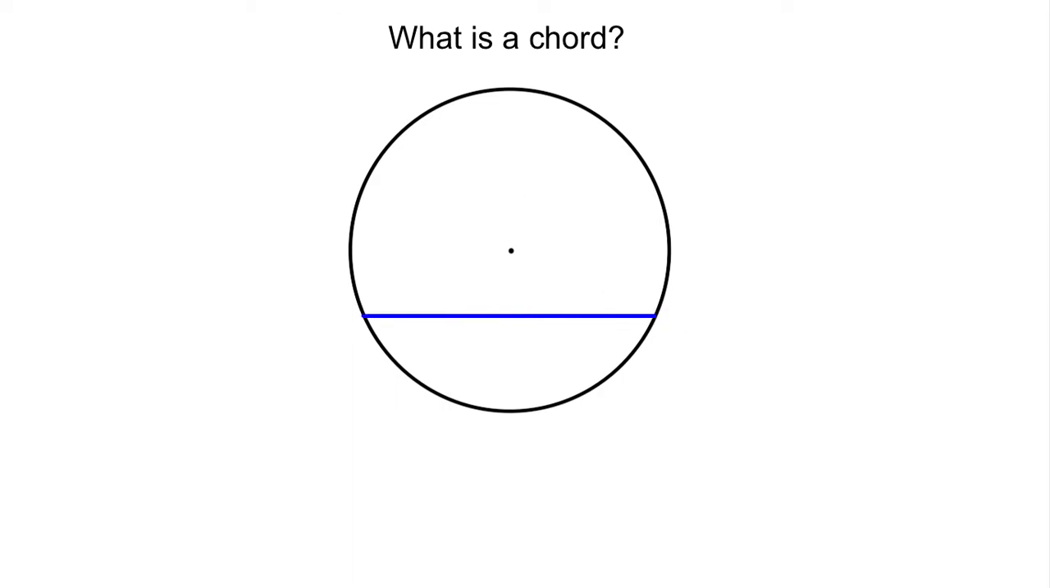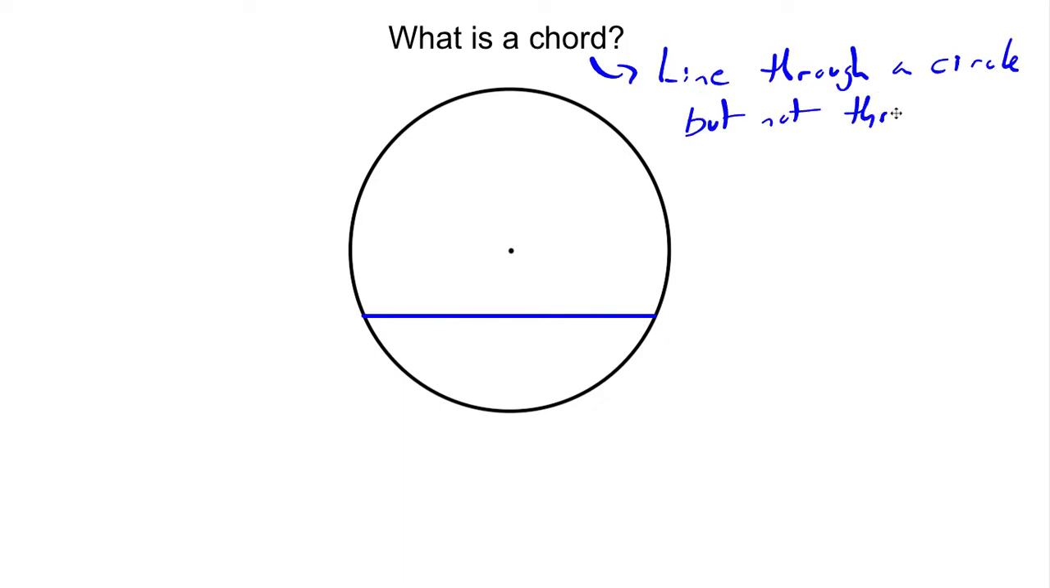So a chord simply is a line through a circle, but not through the center. So this line goes right through the circle, connects two endpoints of the circle, but does not go through the center. That is a chord.